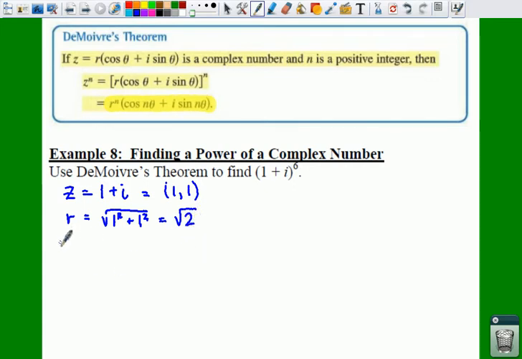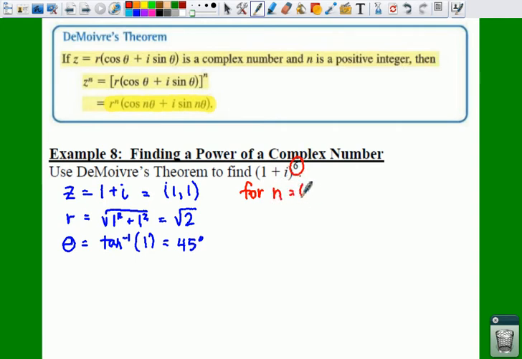And then if we need to figure out what theta is, well, theta is going to be the arctangent of 1 over 1. Well, if you think about where 1, 1 is, that is just going to be 45 degrees. That's in your first quadrant. So let's use our formula, where we're trying to find the 6th power.